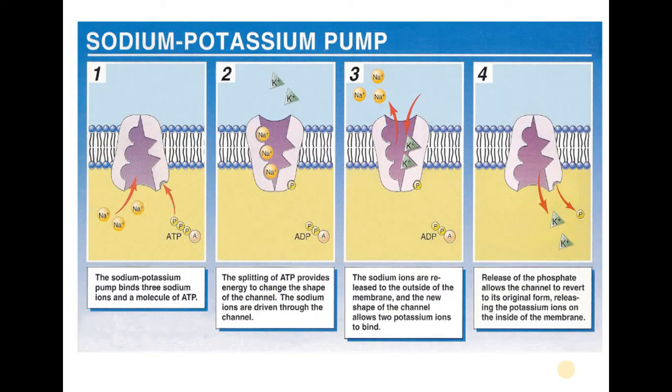This diagram depicts the sodium pump, otherwise called the sodium-potassium pump. Here, the sodium-potassium pump binds 3 sodium ions and a molecule of ATP. The splitting of ATP provides energy to change the shape of the channel. The sodium ions are driven through the channel. The sodium ions are released to the outside of the membrane and the new shape of the channel allows 2 potassium ions to bind. The release of the phosphate allows the channel to revert to its original form, releasing the potassium ions on the inside of the membrane.